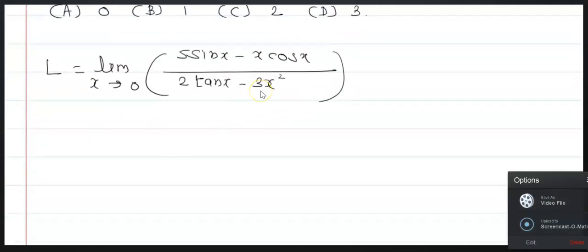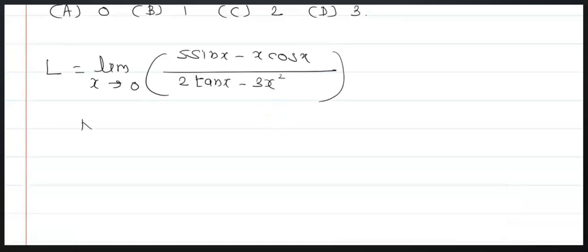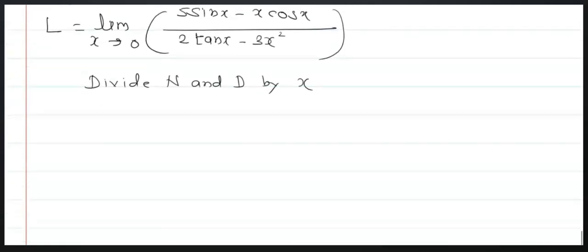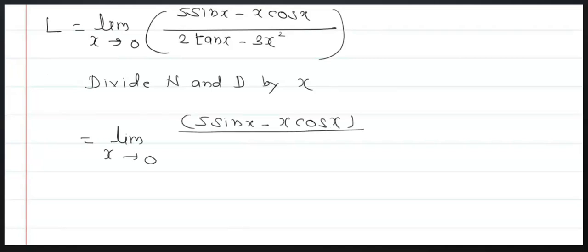To solve this problem, see this here. Divide numerator and denominator by x. If you take x, then this sin x will get x. X cos x upon x, that is, the x's get cancelled. And 2 tan x upon x, that is the tan x upon x. Minus 3x square upon x, that x's get cancelled. Now see this here. Divide n and d by x. After doing the practice a number of times, then you can solve this.